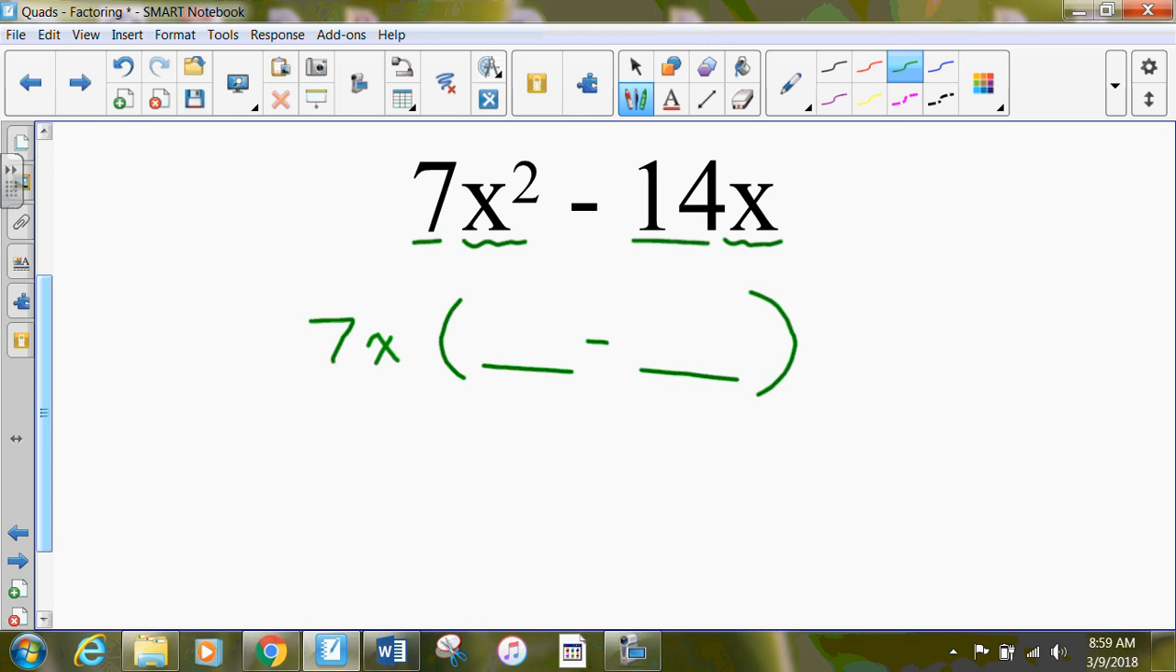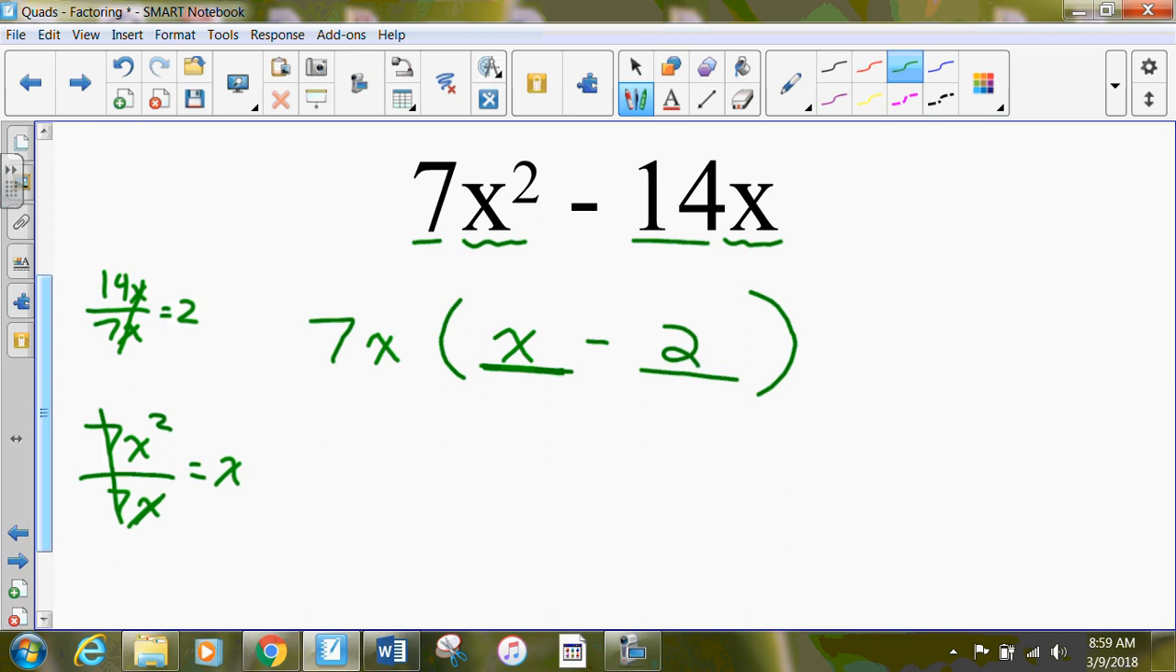What should I put in this first line so that when I distribute, 7x times whatever I write here is going to give me 7x squared? And you're right, it's an x. Once again, you could always take the term and divide it by what we just factored out. We're just going to end up with an x. Same thing here, we could take that 14x and divide it by what we're factoring out, and we'd end up with 14 divided by 7, which is 2.